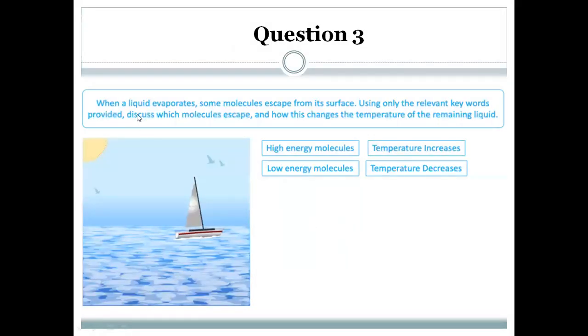Question 3. When a liquid evaporates, some molecules escape from its surface. Use these words to discuss which molecules escape and how this changes the temperature of the remaining liquid. The four statements. First one, high energy molecules. Second one, low energy molecules. Third one, temperature increases. Fourth one, temperature decreases.